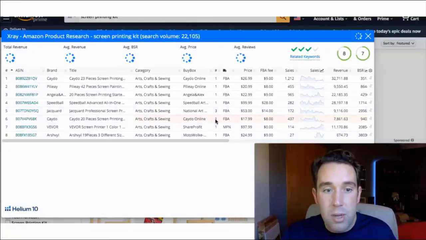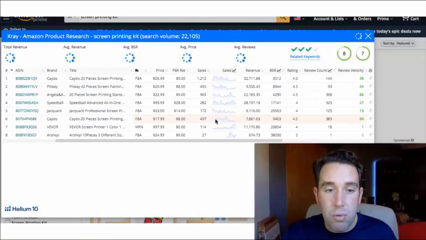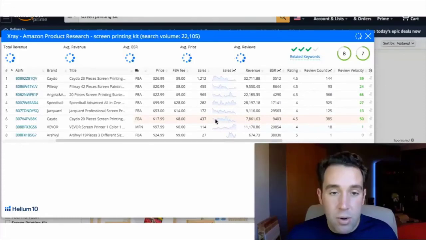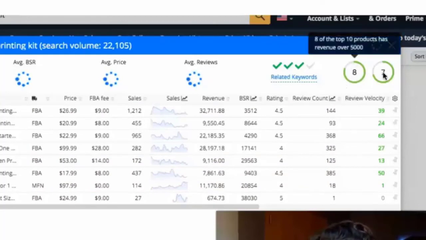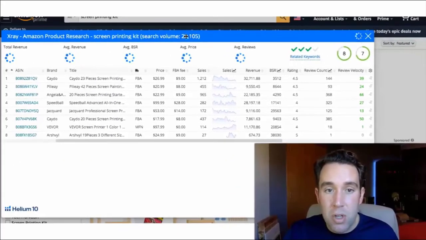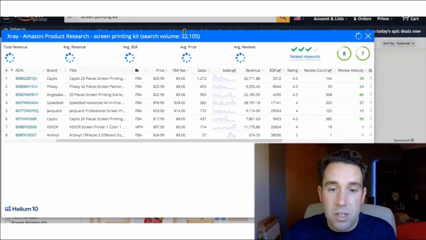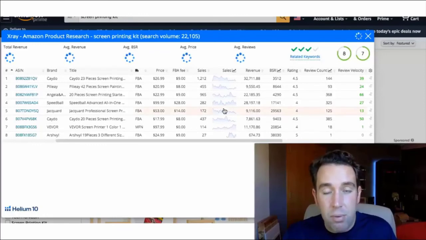And here's another winning product, guys. Arts, crafts, and sewing, it's a great category. No restrictions. You can see they're all doing $5,000 or more on the top spots here, except for this one that's brand new. And 8 out of the top 10 listings have over $5,000 in revenue. 7 of the top 10 have under 200 reviews. And the search volume is high. 22,000 people per month searching this product. It's another awesome product, guys.